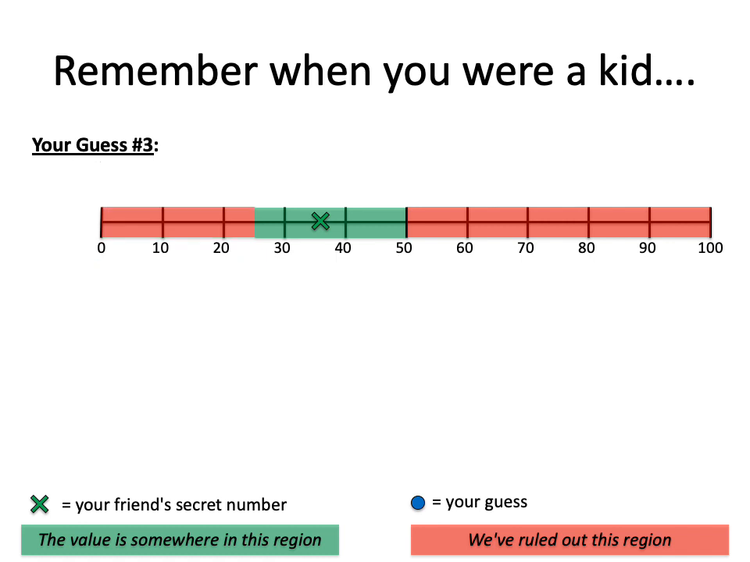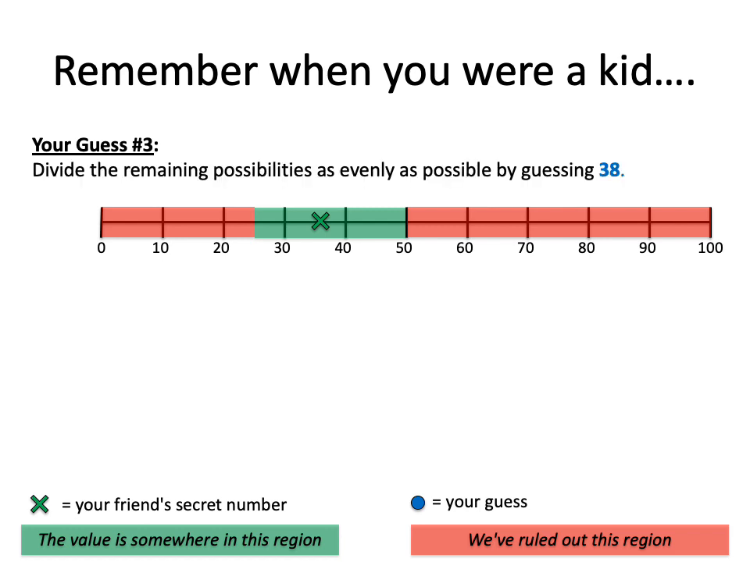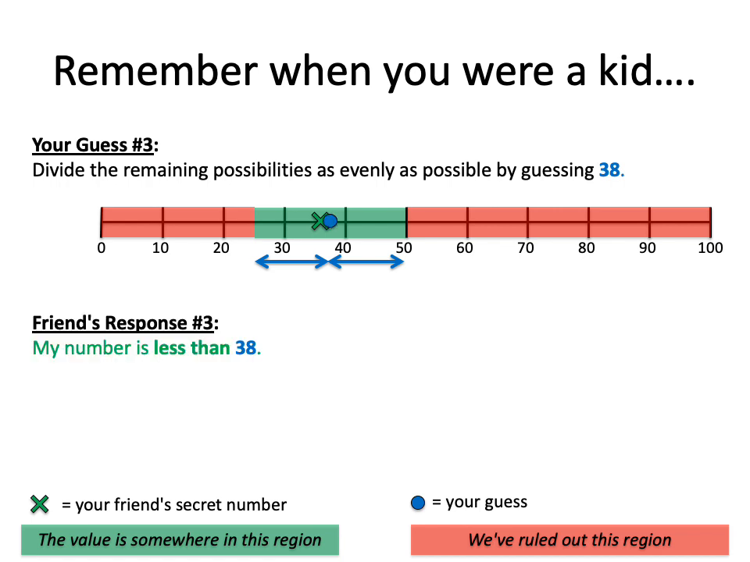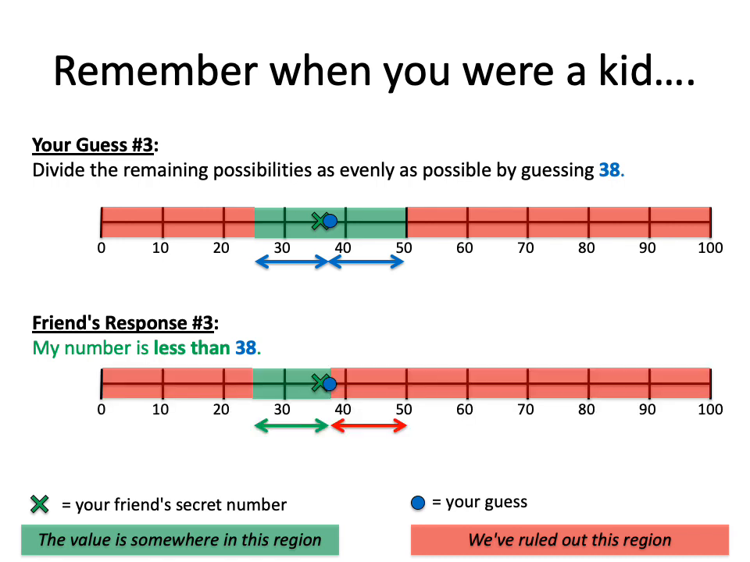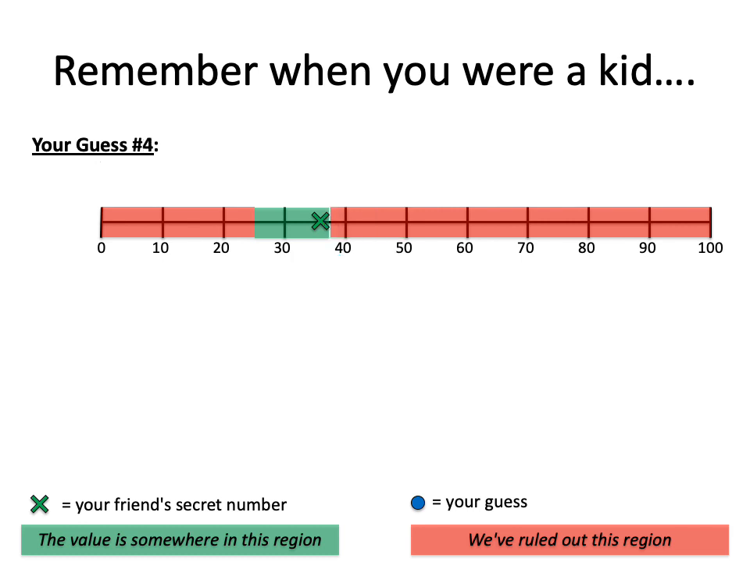Next up, on the third guess, you want to guess in the middle of this green region to divide this region up in 2, so you guess 38. 38 is roughly in the middle, and so I tell you my number is less than 38, because remember it's 36. So by telling you it's less than 38, you know it's not 38 or greater, and you've eliminated that region there. Now we're only left in this green region here as the total possibility space, between 26 and 37.